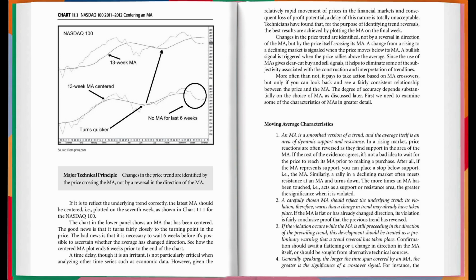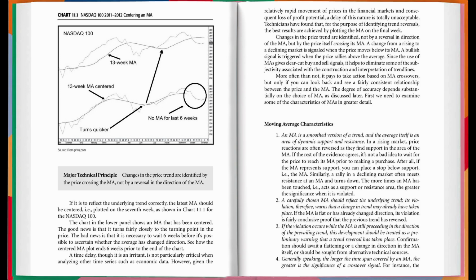A time delay, though it is an irritant, is not particularly critical when analyzing other time series such as economic data. However, given the relatively rapid movement of prices in the financial markets and consequent loss of profit potential, a delay of this nature is totally unacceptable. Technicians have found that, for the purpose of identifying trend reversals, the best results are achieved by plotting the MA on the final week. Changes in the price trend are identified, not by a reversal in direction of the MA, but by the price itself crossing its MA.